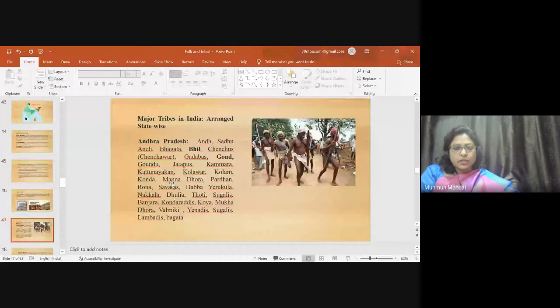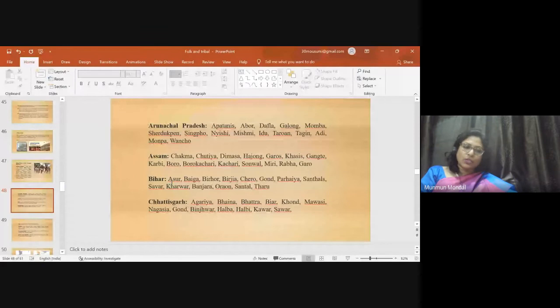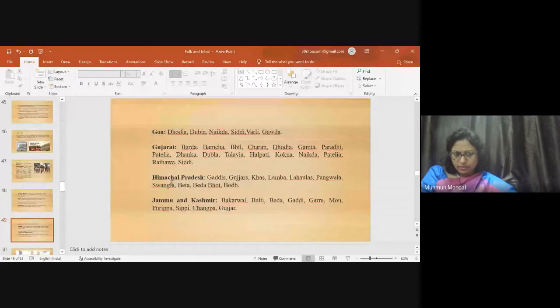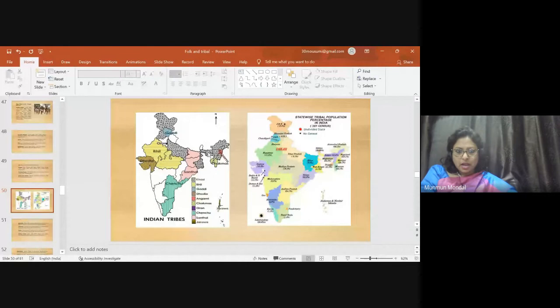Like in Andhra Pradesh, we have Bhil and Gond tribes. In Arunachal Pradesh, it is very striking. In the northeastern part of the Indian continent, I think the tribal practice is still very strong. I'm not saying that other parts don't have it. Definitely they do, but northeastern states like Assam, Manipur, Mizoram, Meghalaya still have a very strong tribal culture. And in other parts, definitely in Chhattisgarh, Bihar, Gujarat, Himachal Pradesh, Jammu and Kashmir, they also have different kinds of tribal culture. Here I have given the graphic representation. You can see almost this entire part has very strong tribes in India.